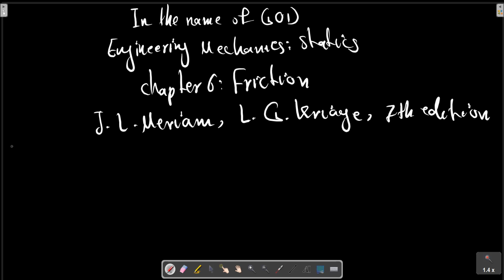Lemurcode Engineering Mechanics, Statics, Chapter 6, Friction, by J. L. Meriam and L. G. Kraige, 7th edition. At first we have an introduction.